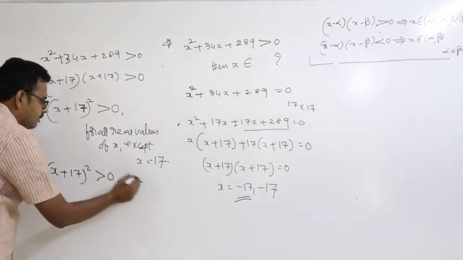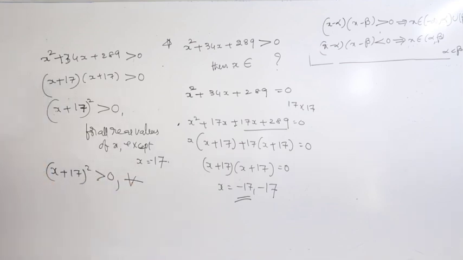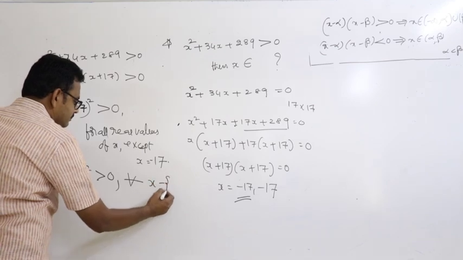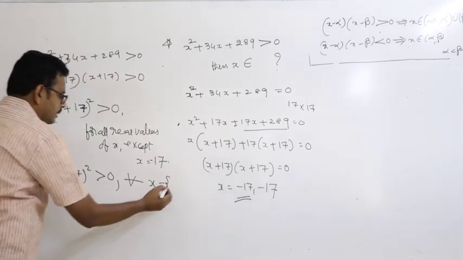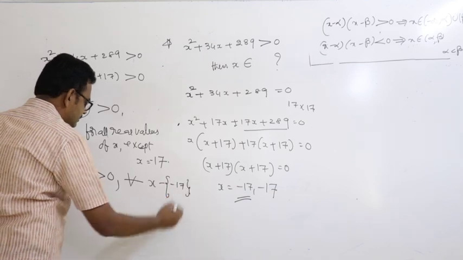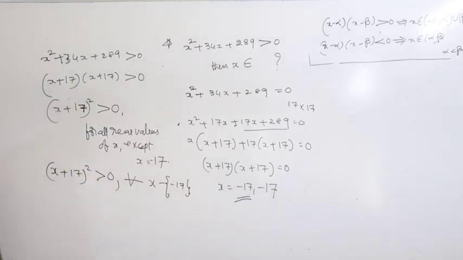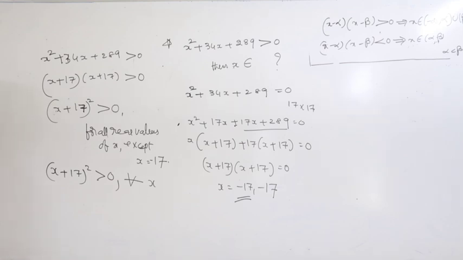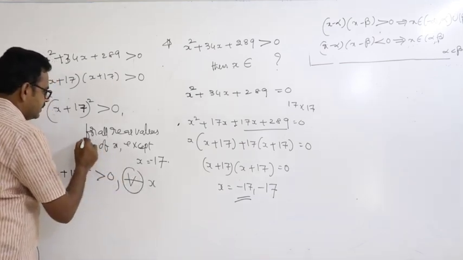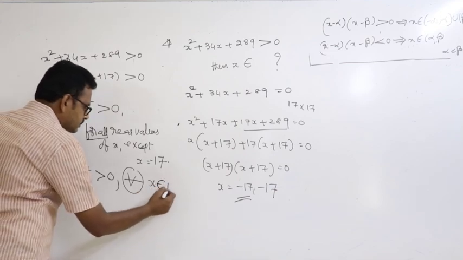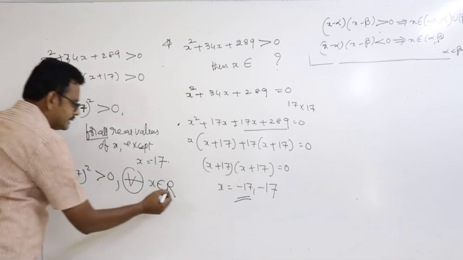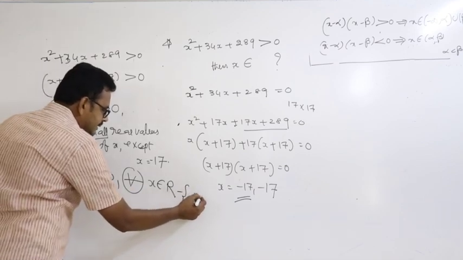This is the symbol for all: for all x except minus 17. For all x means what? x belongs to R. This symbol is for all, for all x values belonging to real numbers. You can write any real number. This is always greater than 0 except minus 17.